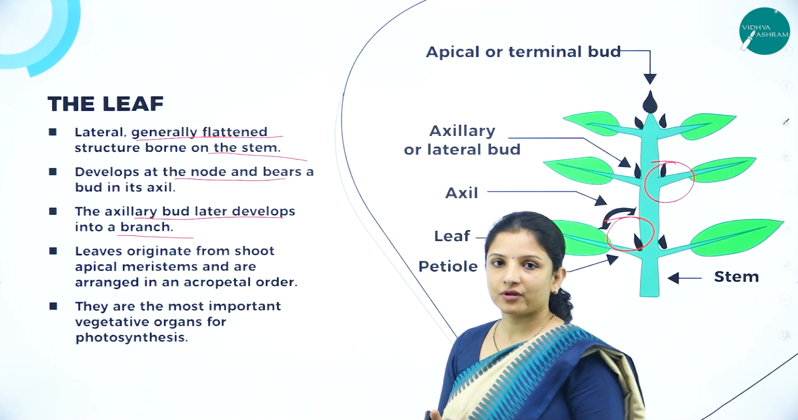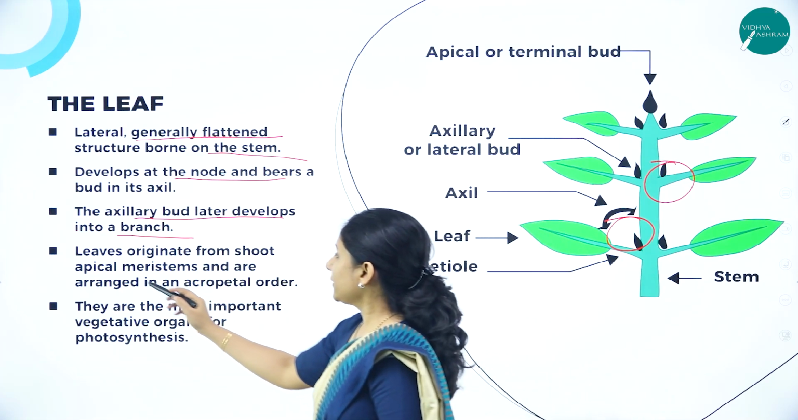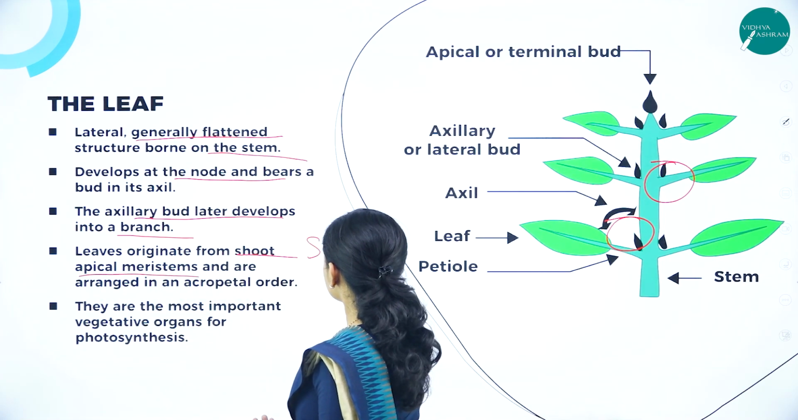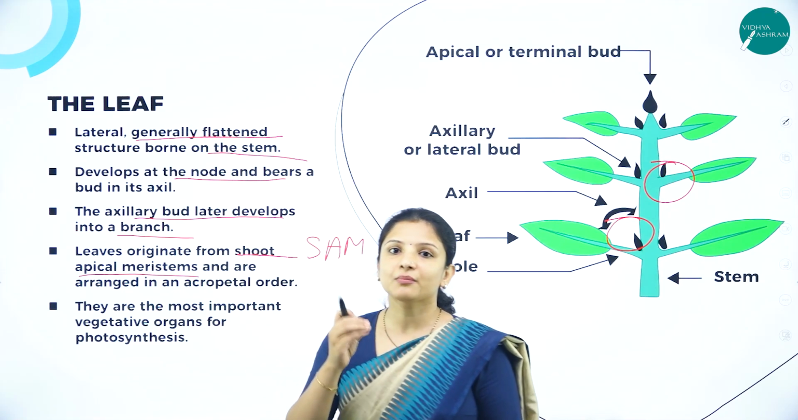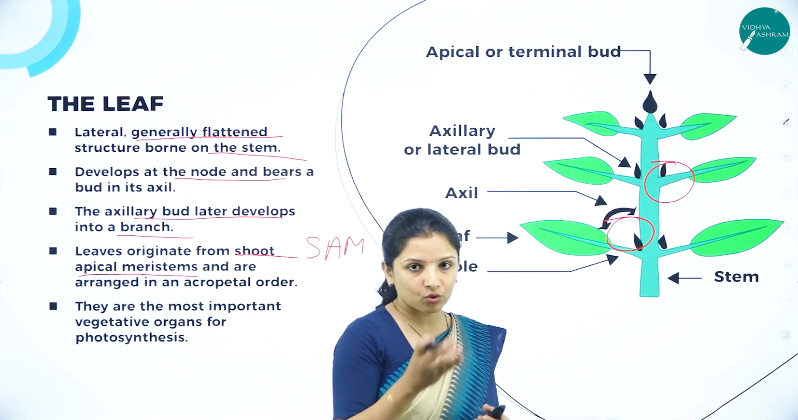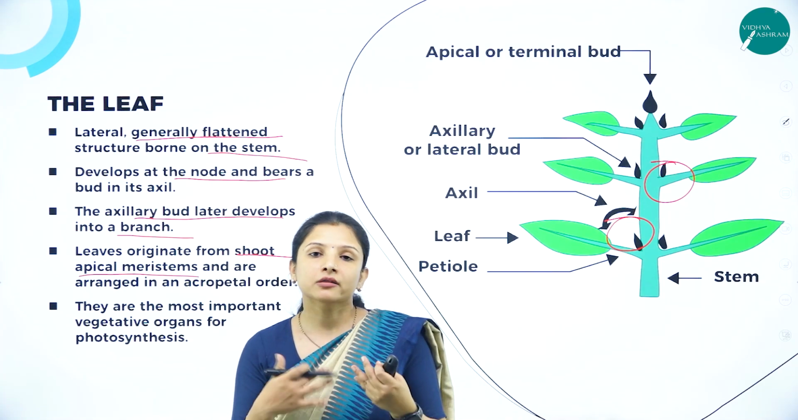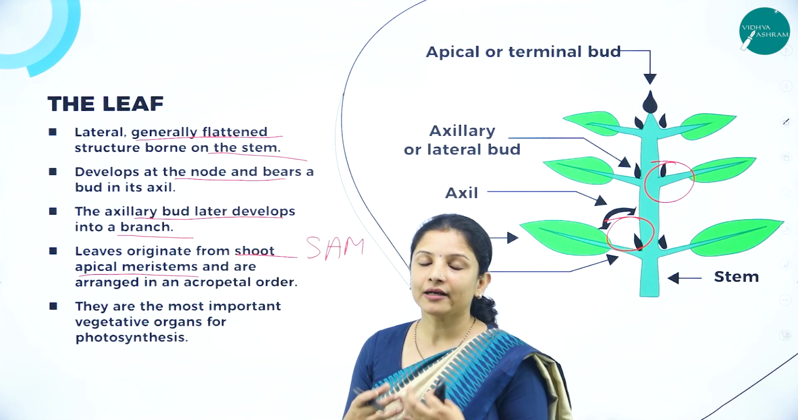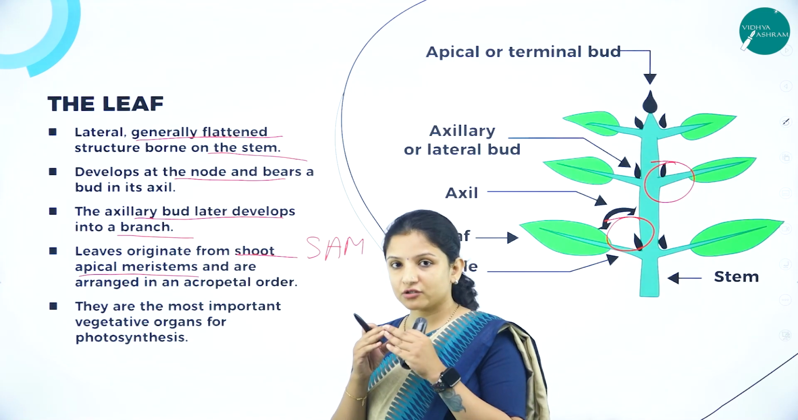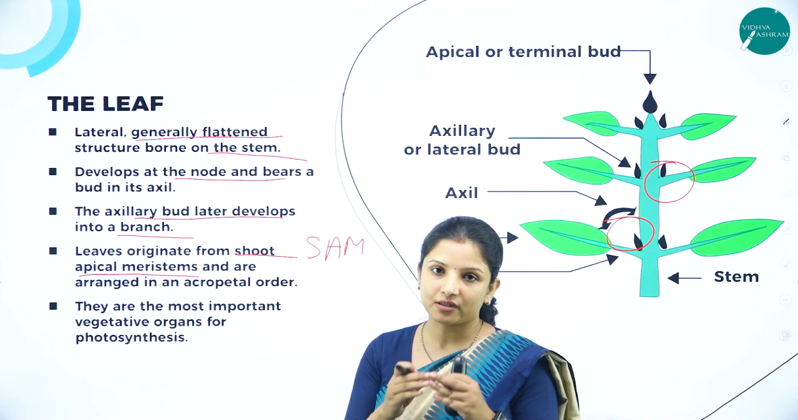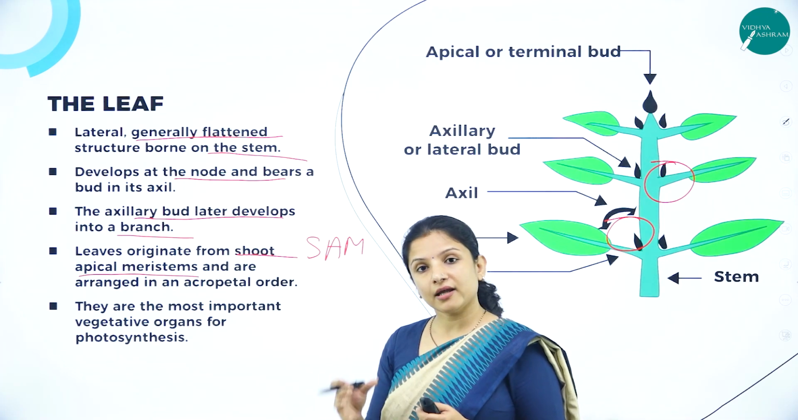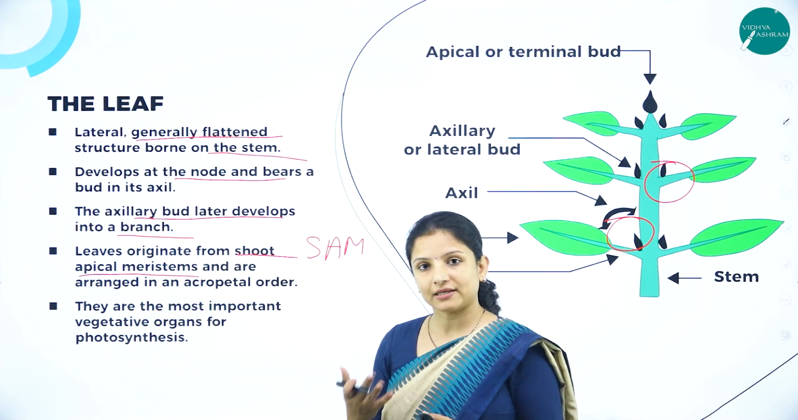And the leaves usually originate from the shoot apical meristem, which is called SAM. Shoot apical meristem is at the tip of the shoot or at the tip of the axis, wherever there are nodes. And as I told you, those meristematic cells which are present in the shoot are called the shoot apical meristem, and it is from the shoot apical meristem that the leaves arise, and there only actively dividing meristematic cells will be there.